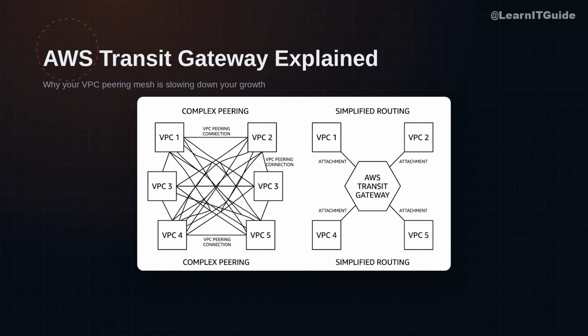In this video, I'm going to explain AWS Transit Gateway. You know why this matters? Because most companies start with one or two VPCs, but as they grow, they build a web of peering connections that becomes impossible to manage. If you have ever tried to route traffic between 50 different VPCs, you know exactly what I'm talking about. This service is the key to scaling your network without losing your mind.